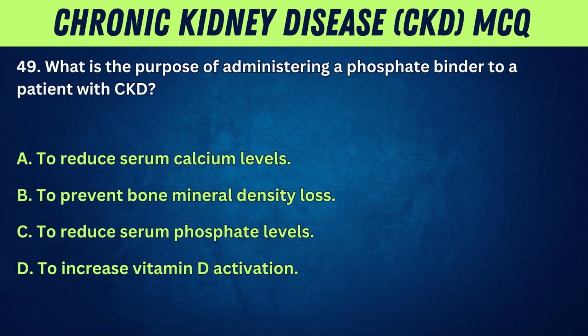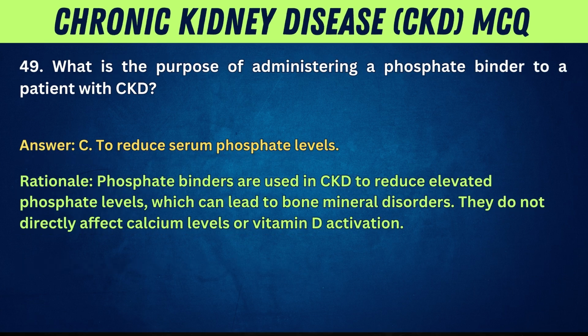49. What is the purpose of administering a phosphate binder to a patient with CKD? A. To reduce serum calcium levels. B. To prevent bone mineral density loss. C. To reduce serum phosphate levels. D. To increase vitamin D activation. Answer: C. To reduce serum phosphate levels. Rationale: phosphate binders are used in CKD to reduce elevated phosphate levels, which can lead to bone mineral disorders. They do not directly affect calcium levels or vitamin D activation.